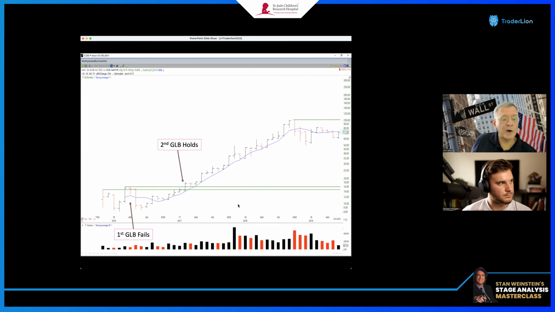All right, I want to show you, this is Square, which is now Block. Had a green line breakout, it failed. Here's the IPO. Here's your green line breakout, wham. Look at it, from 16 to 100. This is a monthly chart. Now it's formed the green line top.